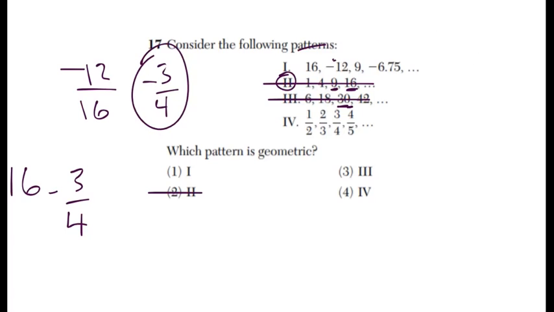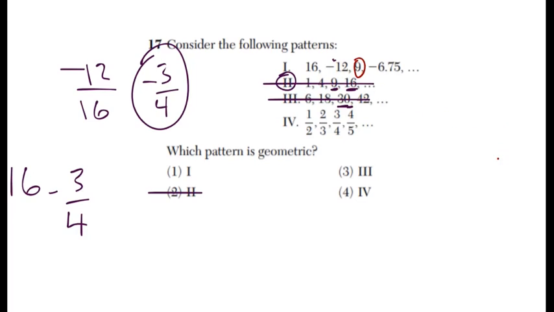So if this is geometric, then negative 12 times negative 3/4 should give us our next term. Now, if you do this, negative 12 and 4 cancel out to a negative 3. Negative 3 times negative 3 gives us a positive 9. So it works for that one. Now let's double check the last one.